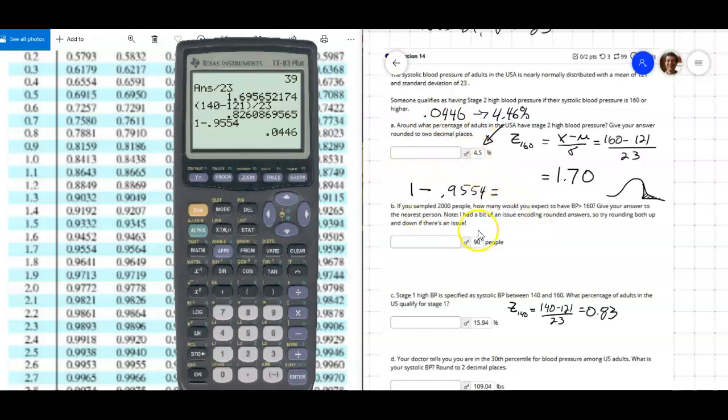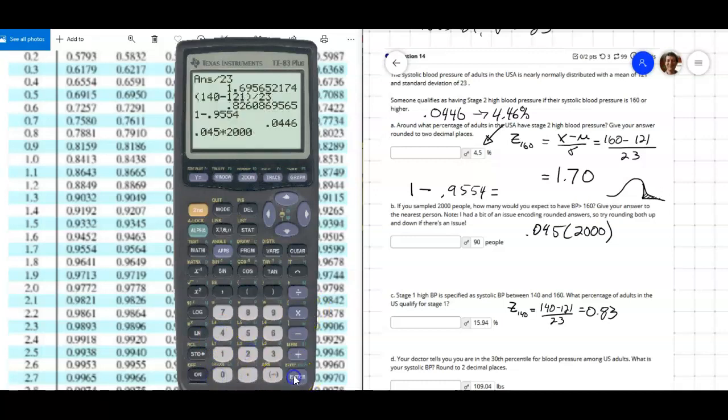Excellent. Next up, if you sample 2,000 people, how many would be in stage 2? Well, we have the percentage, 4.5%, so I'm guessing they're going to stick with the 4.5% versus the actual number we have, which is still an approximation. Sorry, the z-score table is an approximation of the true value. So we're approximating approximations, never a good idea, but I bet that's what they have for their final answer, 90 people. Okay.